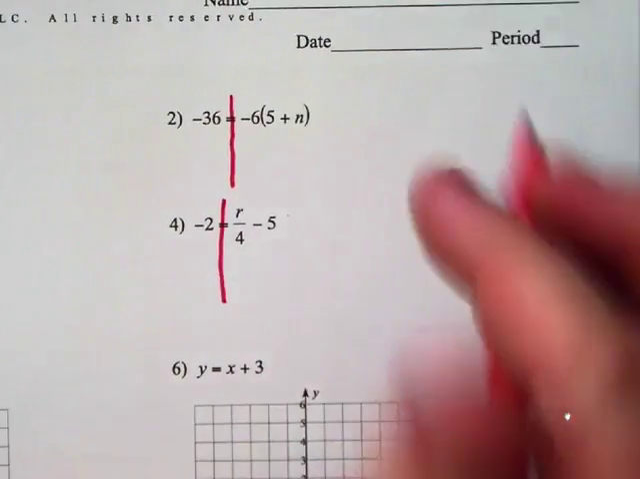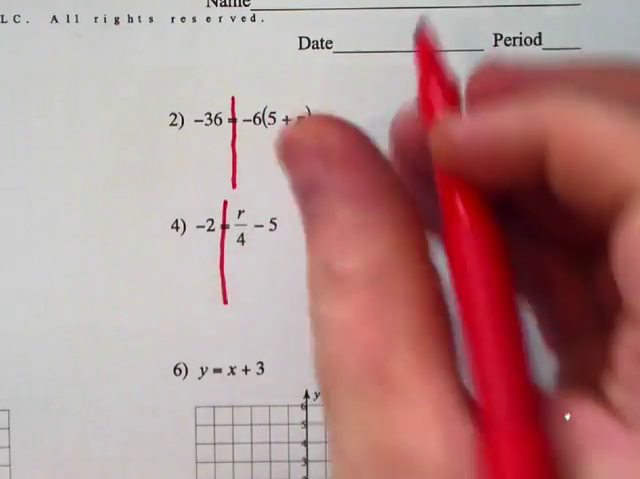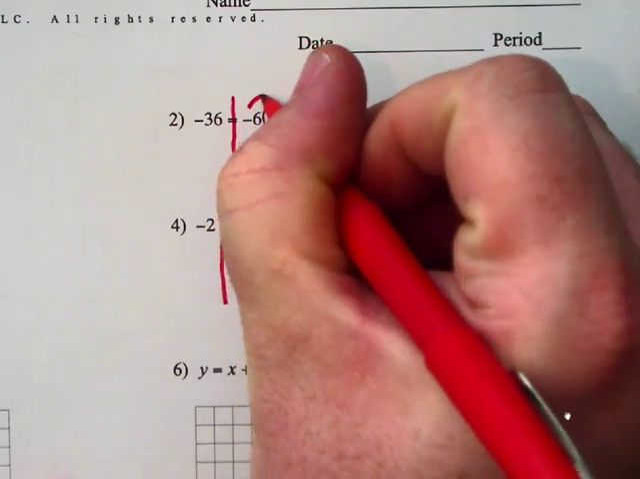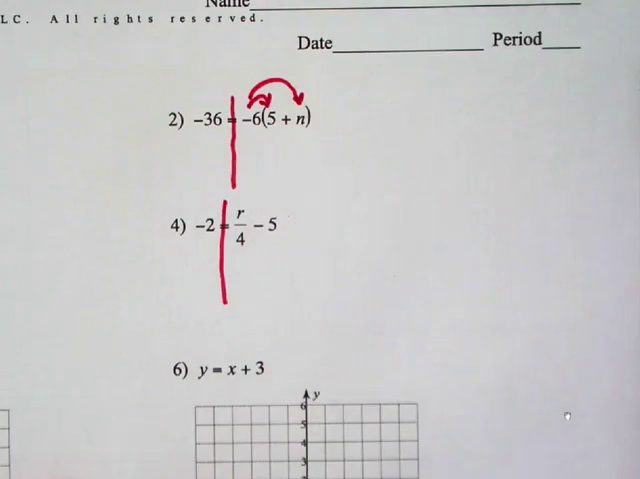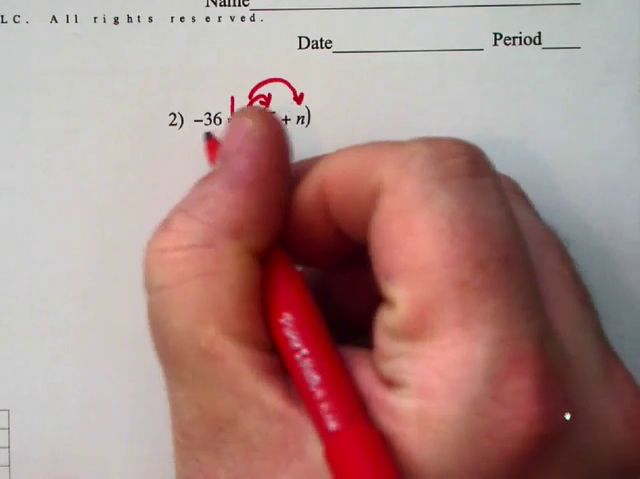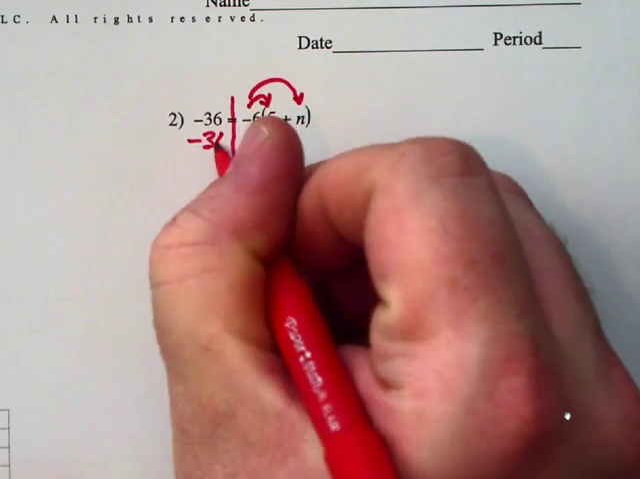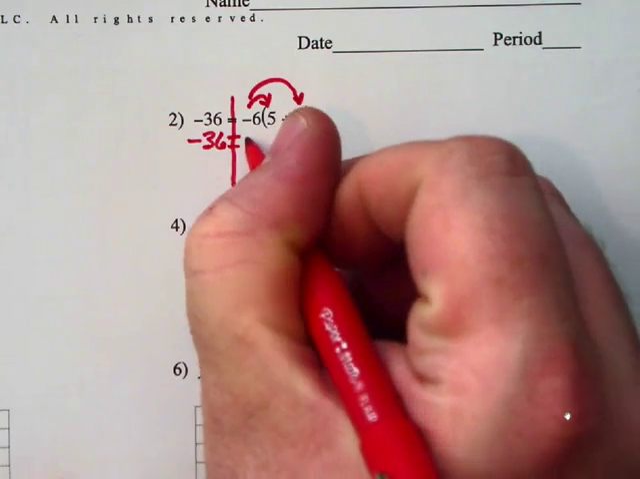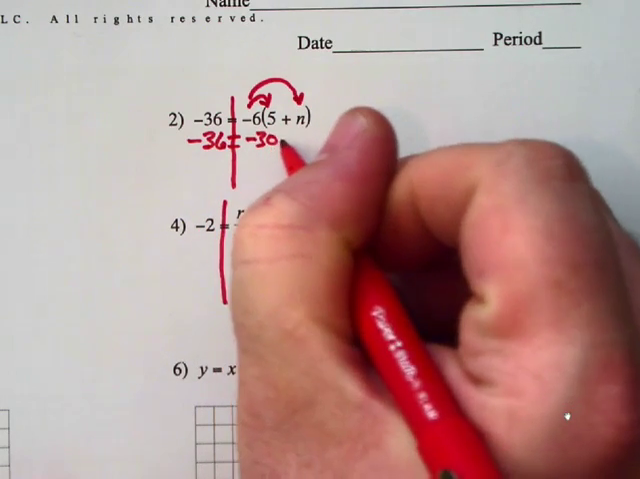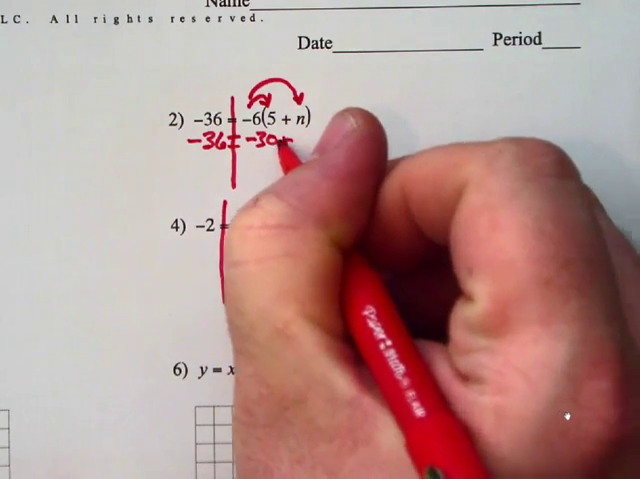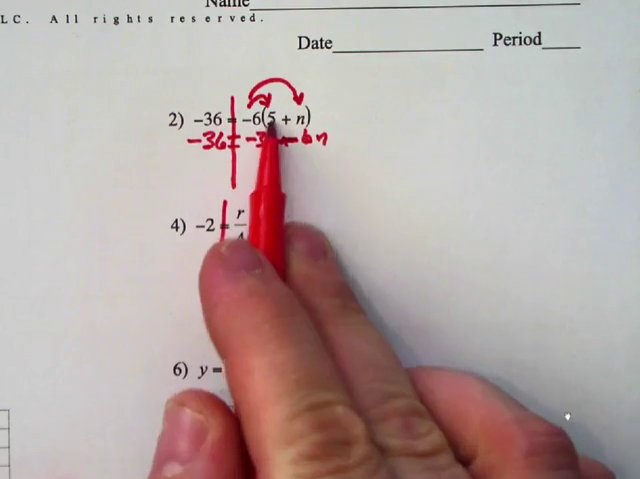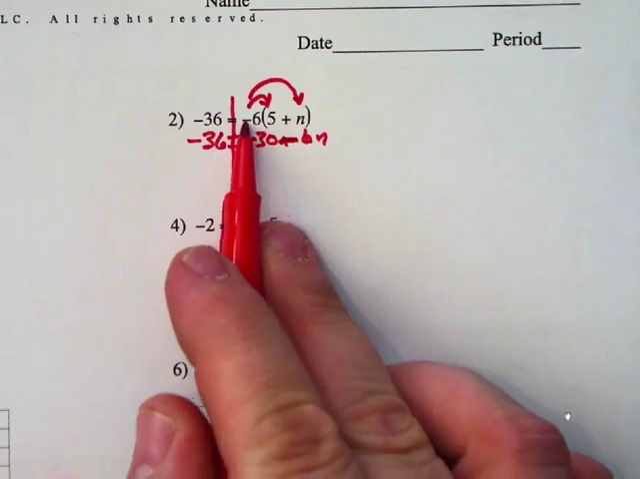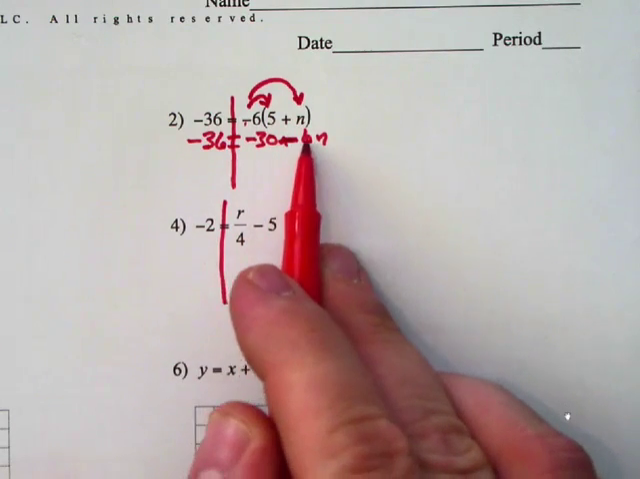Okay, let's go over to number 2. This one, they threw in a little trick here. You've got to distribute this negative 6 throughout. So this side we're not touching. Negative 3x equals negative 30 minus 6n. Because negative 6 times 5 is negative 30. Negative 6 times n is negative 6n.